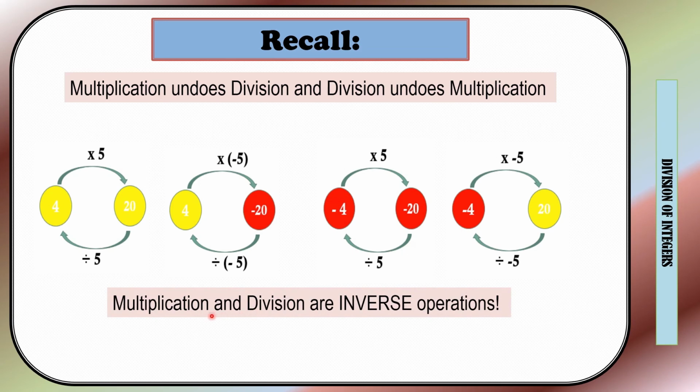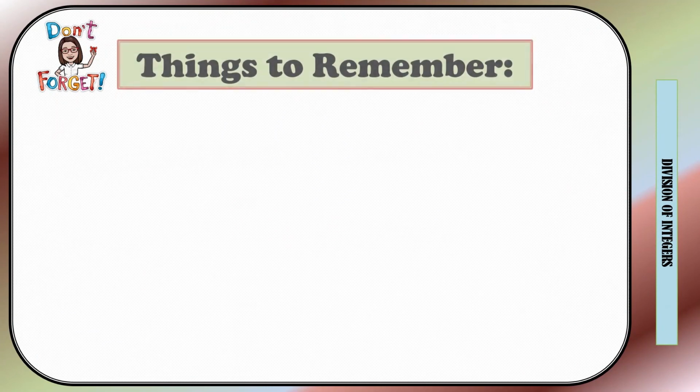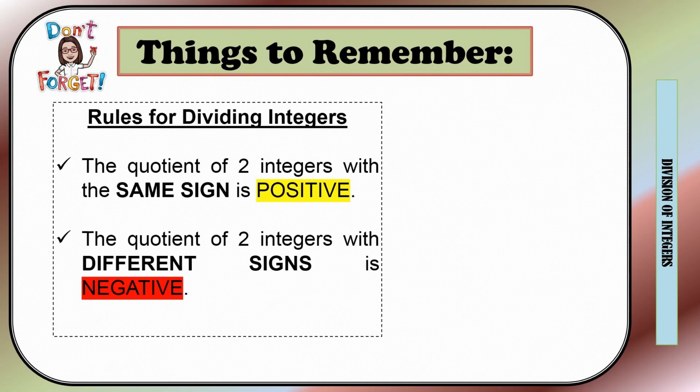Therefore, multiplication and division are just inverse operations. So you can use each other for the checking. Now, these are the things to remember when dividing. So we have also the rules. These are just the same as multiplication.